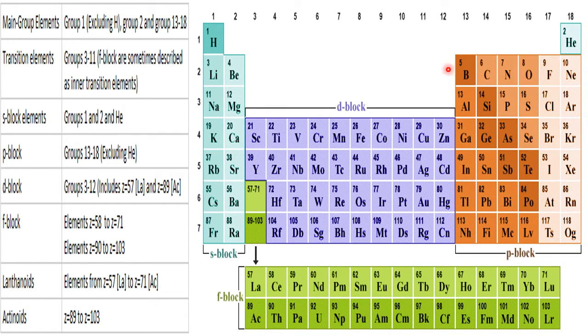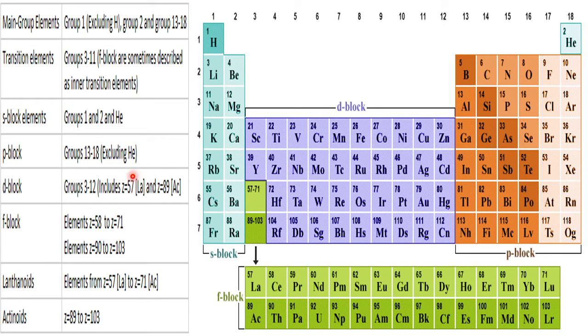Now transition elements: group 3 to group 11. They are called transition elements because their properties are in between the S block and the P block. They are neither too metallic nor too non-metallic. So the property changes, the property transits, therefore they are called transition elements. S block is groups 1 and 2, P block is groups 13 to 18, as per which this periodic table is made.